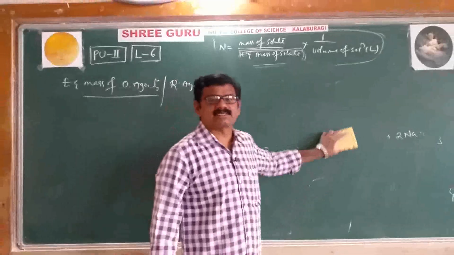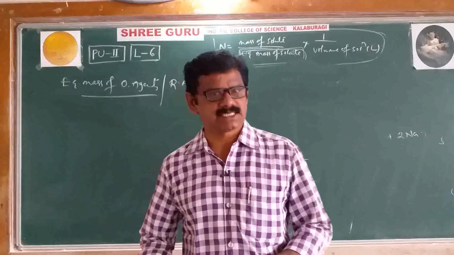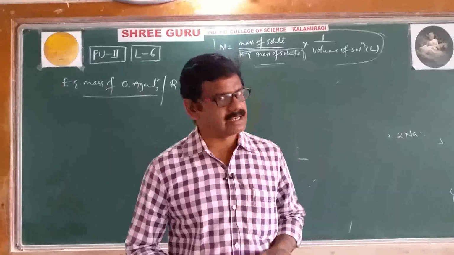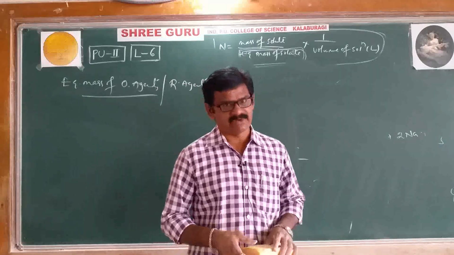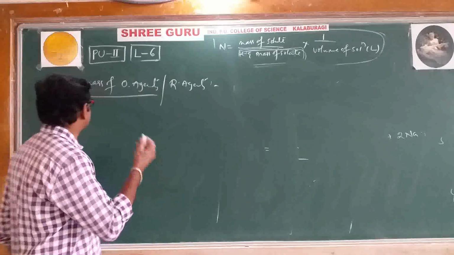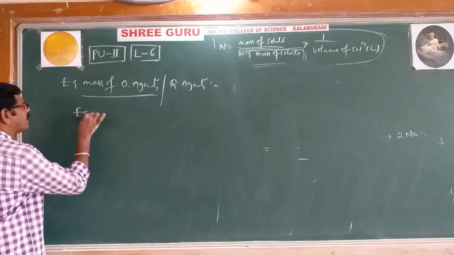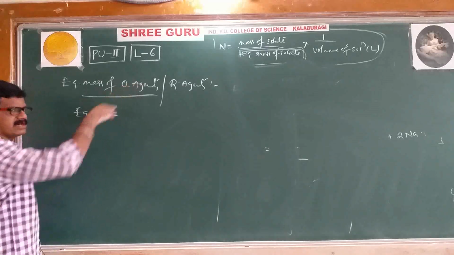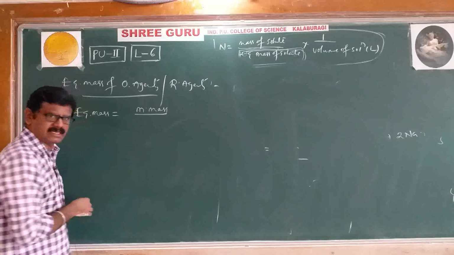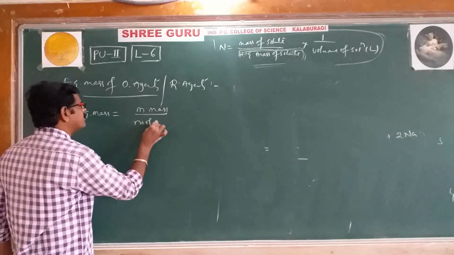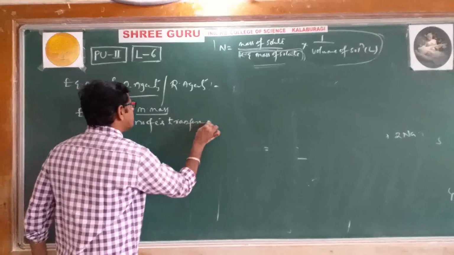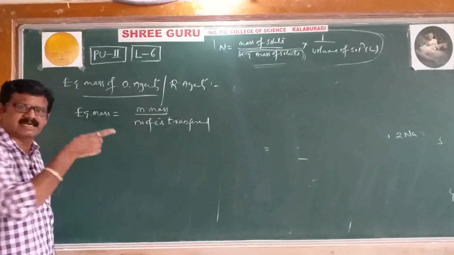What are oxidizing agents? What are reducing agents? I explained in electrochemistry lecture number 1 video. You just refer to that video, you will understand what is an oxidizing agent and what is a reducing agent. Now I will give you the formula. Equivalent mass is equal to molar mass divided by number of electrons transferred, specifically for oxidizing or reducing agents.